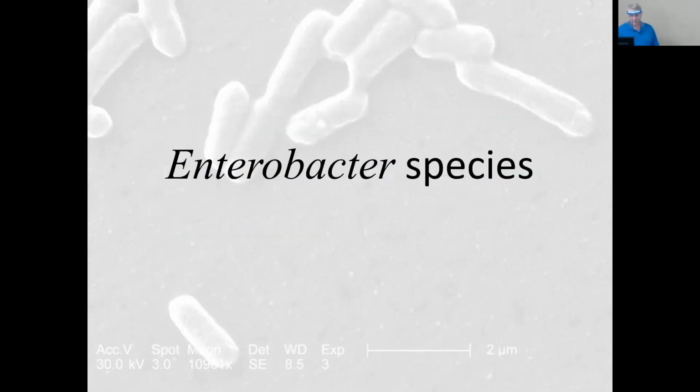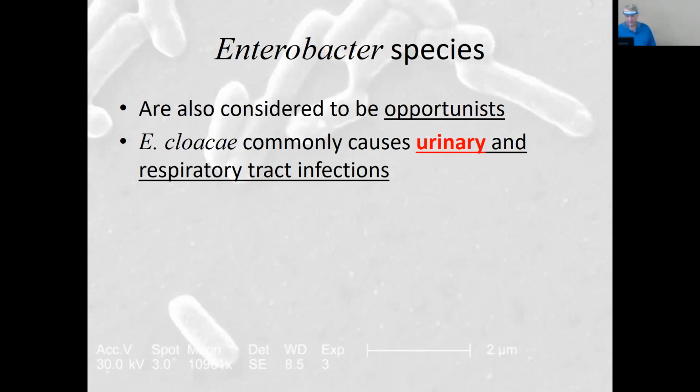Enterobacter, so those are our first two, Citrobacter and Edwardsiella. Enterobacter is also considered an opportunistic. We have Enterobacter cloacae, which commonly causes urinary and respiratory tract infections, so a very common theme going right now, right?